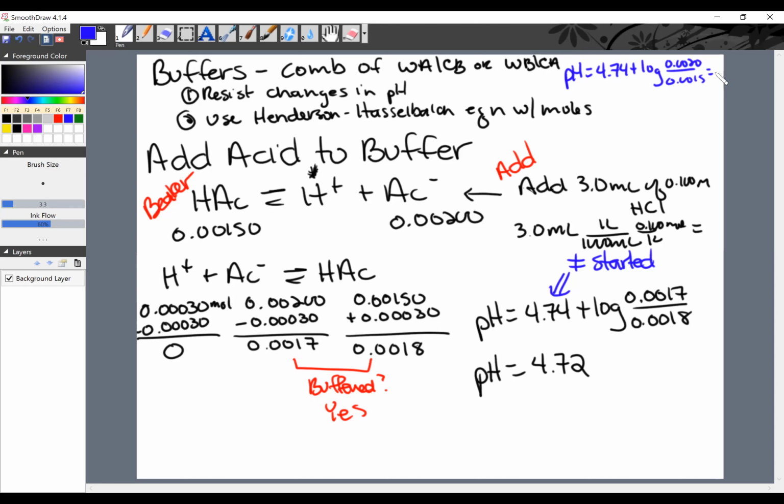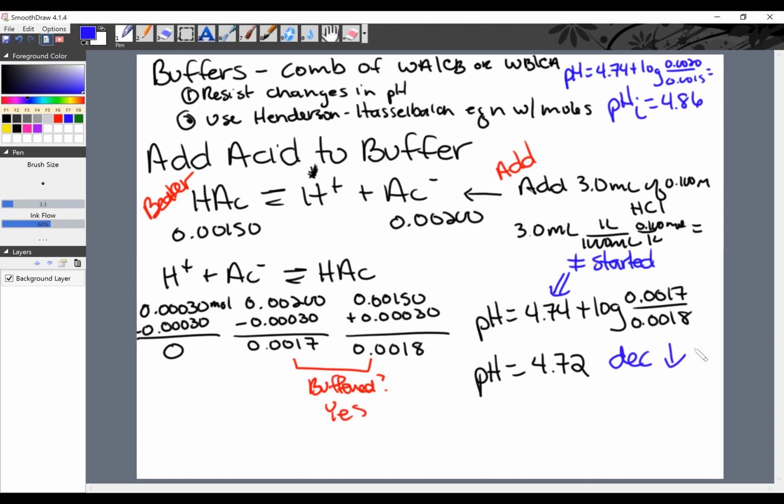My original was 4.8, and depending on the rounding, 4.86. So the initial pH is 4.86. Well, my pH now is 4.72. So what happened to it? I went from 4.86 to 4.72, so it decreased.